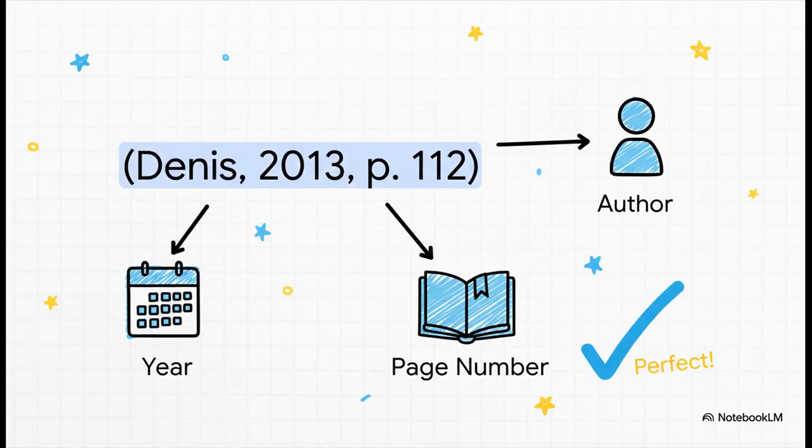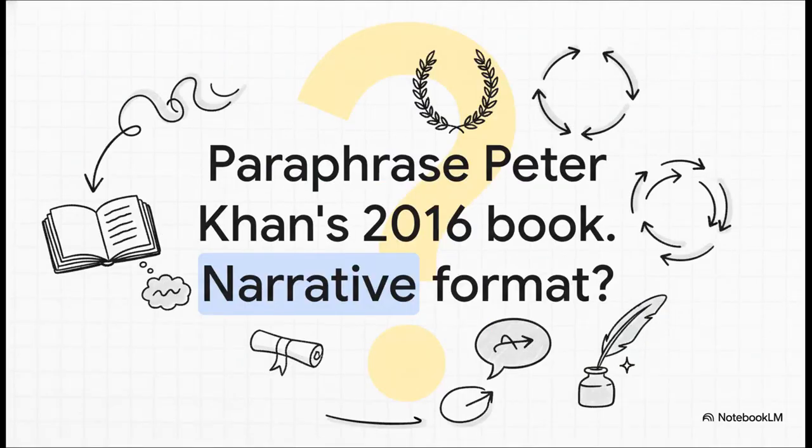And there you have it. Denise, 2013, page 112. You've got the author's last name, the year, and since it's a direct quote, you've got the page number. Perfect. Scenario number 2.